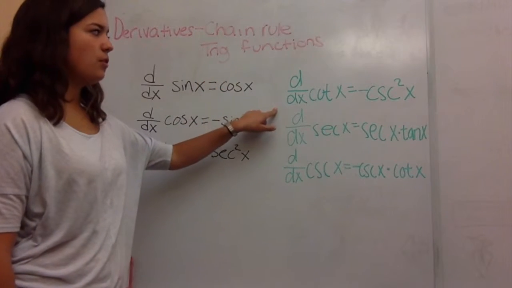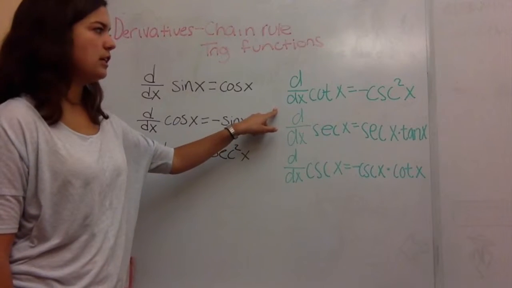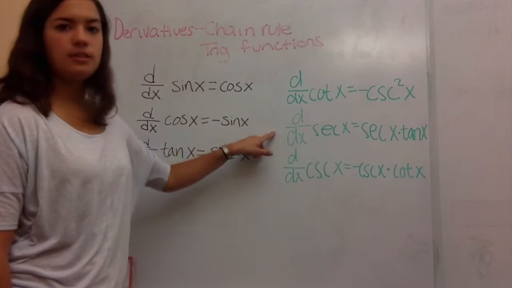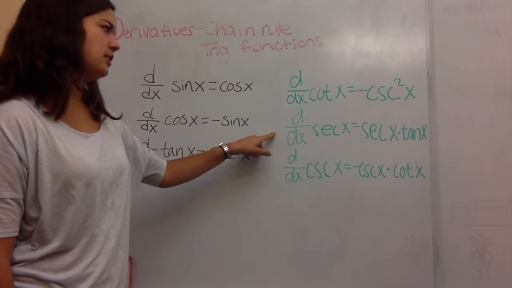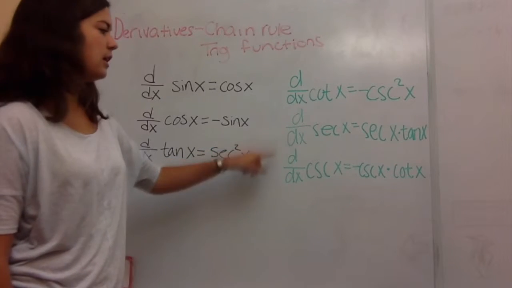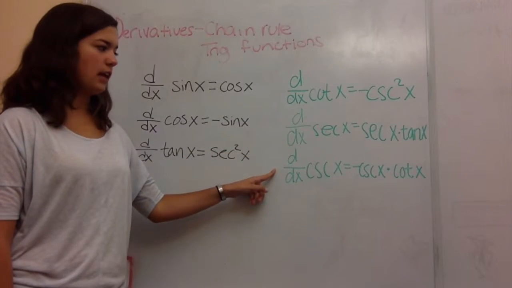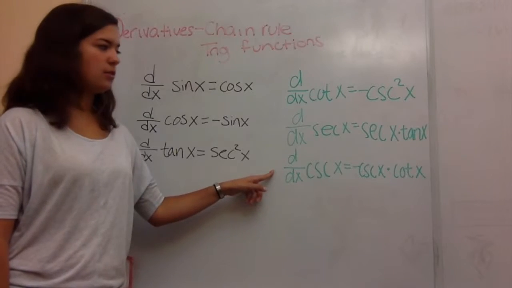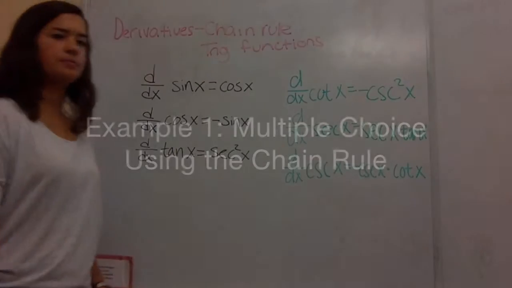The derivative of cotangent x is negative cosecant squared x. The derivative of secant of x is equal to secant x tan of x. And the derivative of cosecant x is equal to negative cosecant x cotangent x.